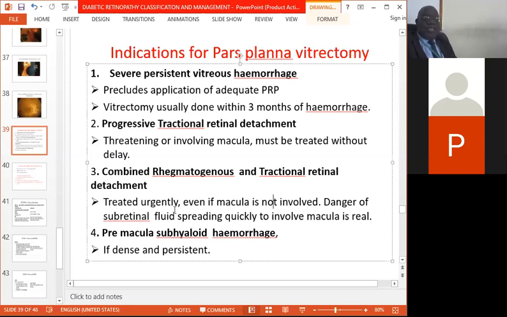These you should treat urgently, even if the macula is not involved. The danger of subretinal fluid spreading quickly to involve the macula is real. The fluid is pushing the retina off like that. So these must be treated urgently. By urgently, for you and me who don't have the facility, it means we advise to send this patient to a center where they can do this.